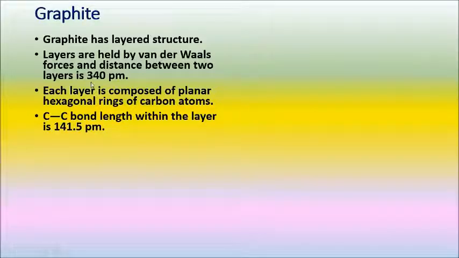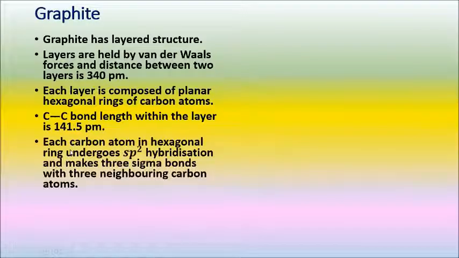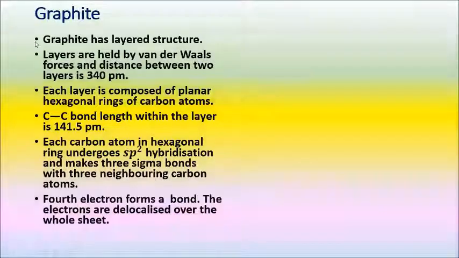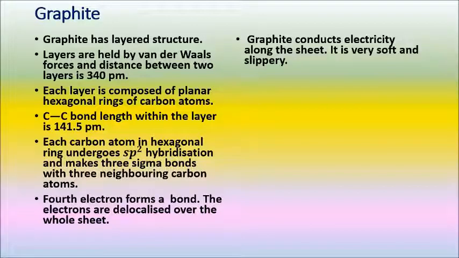And what about the distance between the two layers? That is 340 picometer. Each carbon atom in the hexagonal ring undergoes sp2 hybridization and makes three sigma bonds with the neighboring carbon atoms. The fourth electron is delocalized over the whole sheet or layer. So they are mobile throughout the layer, and they conduct electricity easily, and graphite is also very soft and slippery.